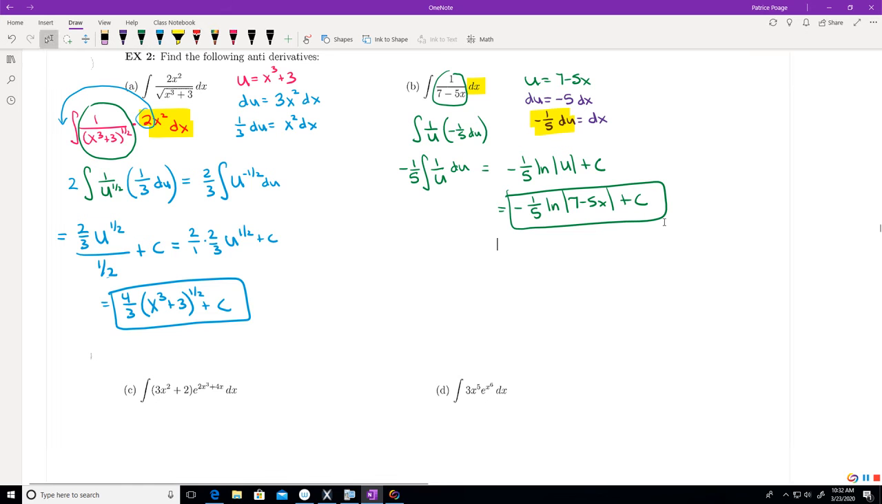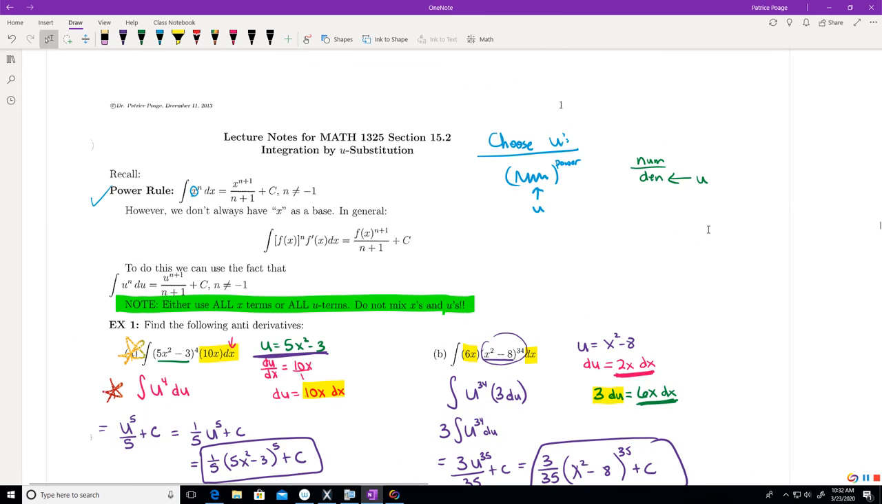All right, so another way to choose your u, I'm going to go back to the top. If you have a bunch of stuff to a power, that stuff is your u. If you just have a numerator over a denominator, denominator is your u. If you have e to anything, so if it's e to the x, the integral is e to the x.